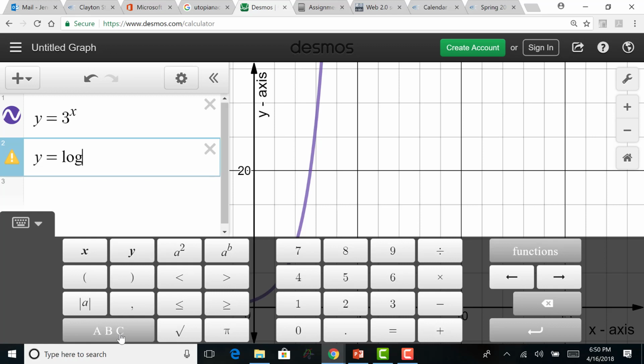I'm confused. What are we doing? We're getting ready to type the inverse in. We type this in first, and then we type the inverse so you can see what both curves look like. So I'm going to do log base 3.